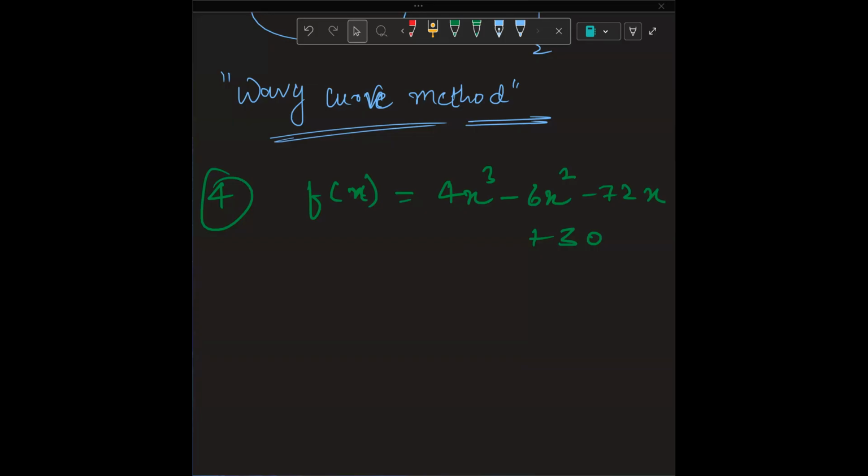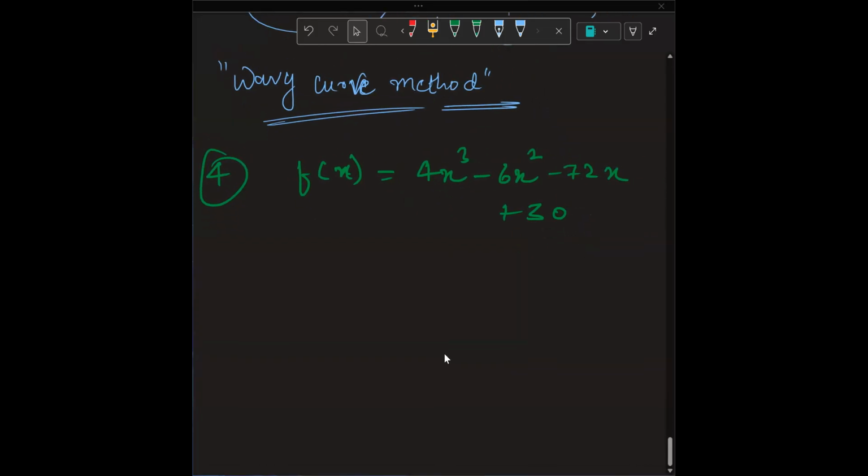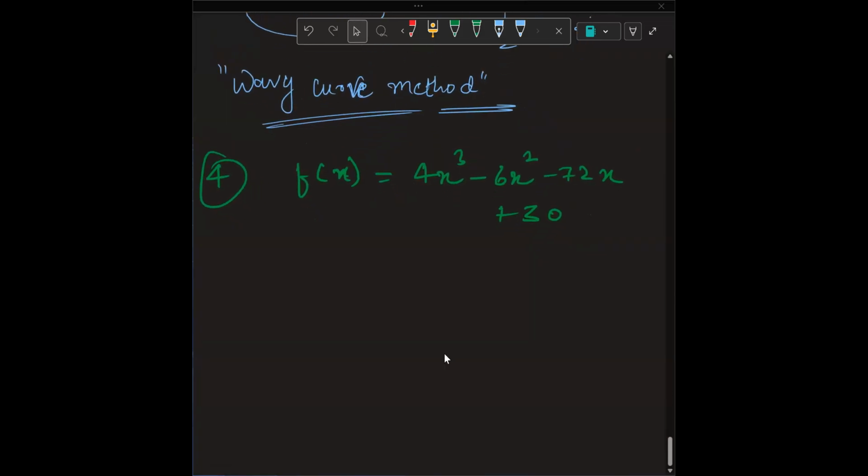Yes, sir, done. Okay. So just verify your answer, okay? So when you solve this, you will get an equation 12 into x minus 3, x plus 2. So that means you are going to get minus infinity, plus infinity, minus of 2, plus of 3, okay?